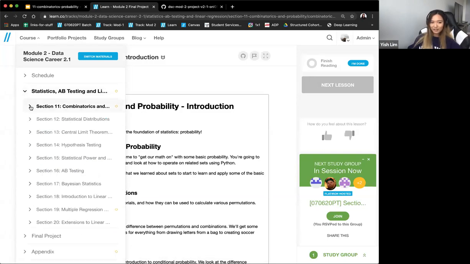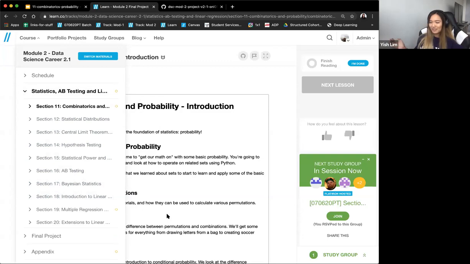So the structure of mod 2 starts with probability, because probability gives you that foundation for statistics. I think you have to understand a little bit of how probability works before we get into statistics. And after doing statistics for 7 sections, then we get into linear regression, because when we're running actual linear regressions, we don't actually have to put in formulas or anything.